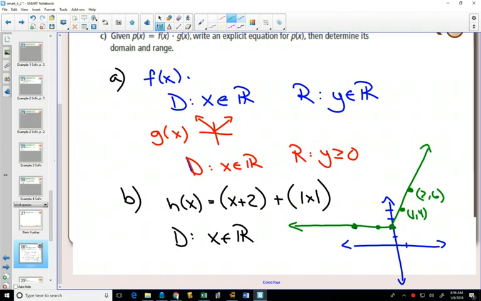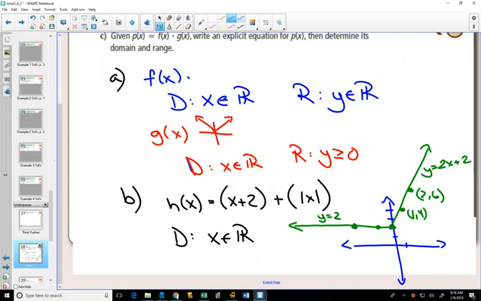Would you agree that you could write the equation of this line as y equals 2? And the equation of this line, well, it looks like it has a slope of 2 and a y-intercept of 2. So I could write the equation of that line as 2x plus 2.